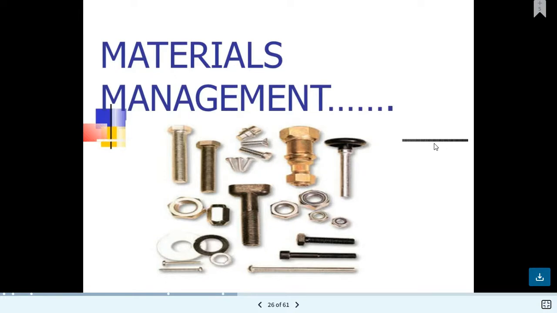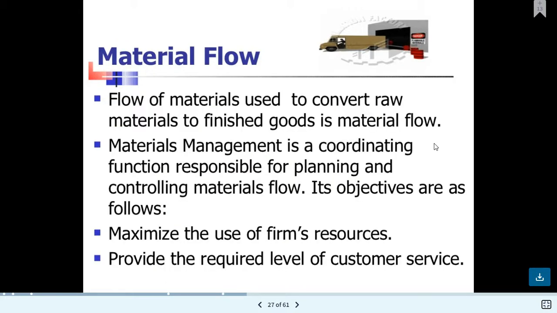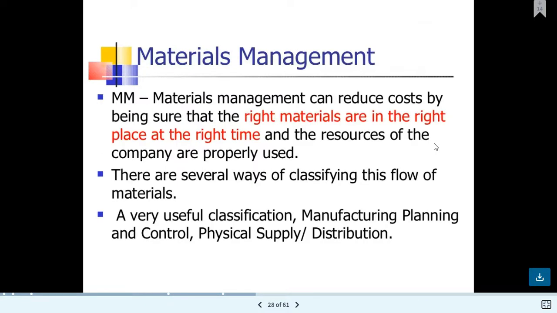Material management: as you can see, this is the information used in the material flow. The material flow is what converts raw material to finished goods. Material management is a coordinating function responsible for planning and controlling the materials flow. Its objectives are to maximize the use of the firm's resources and to provide the required labor and customer service. Material management is generally used to reduce cost by ensuring that the right materials are in the right place at the right time and that the resources of the company are properly used.